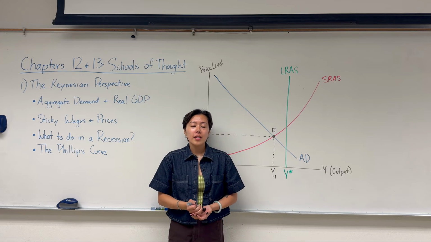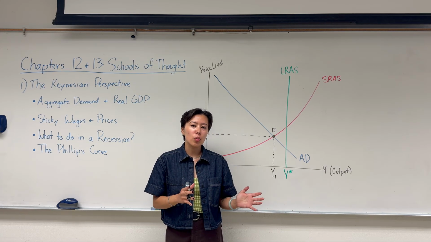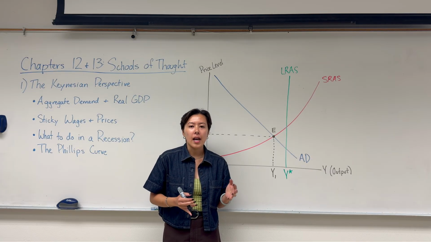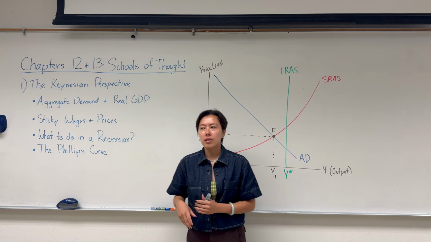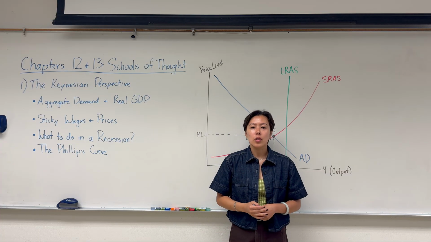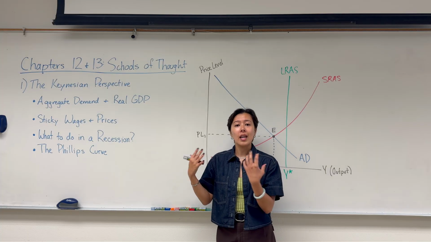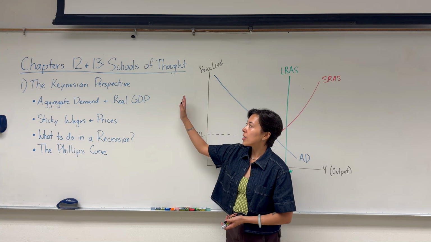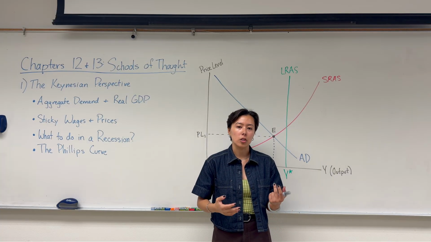Hi everyone, welcome back. Today we're going to be talking about chapters 12 and 13 to go a little bit deeper with our aggregate supply and aggregate demand model and analyze the two major schools of thought in terms of macroeconomics. So these two major schools are called the Keynesian school and the Neoclassical school. We're going to start off today talking about the Keynesian perspective.